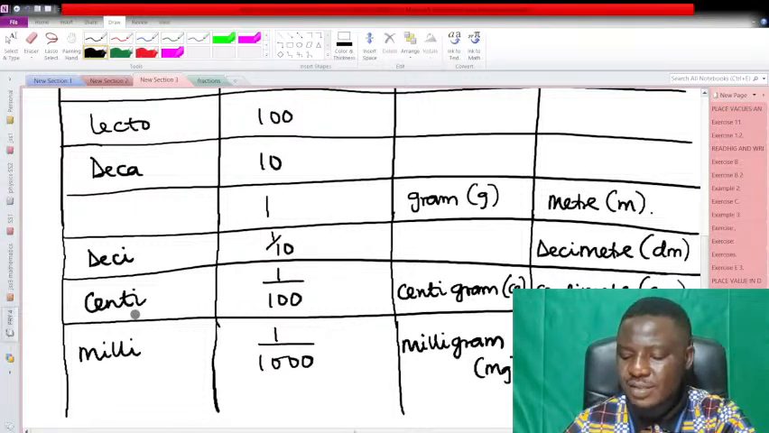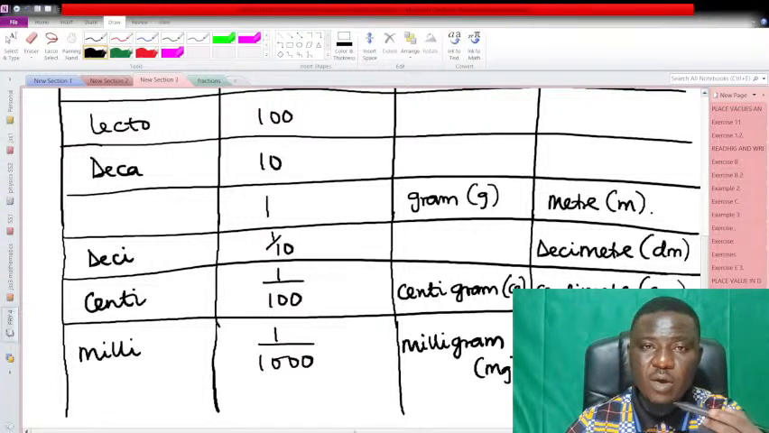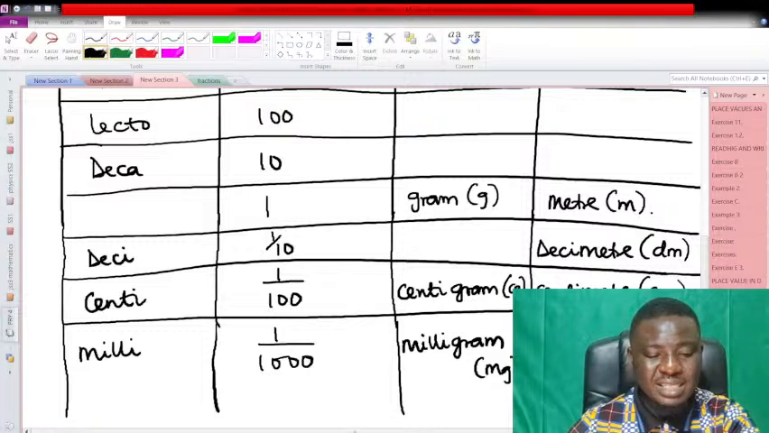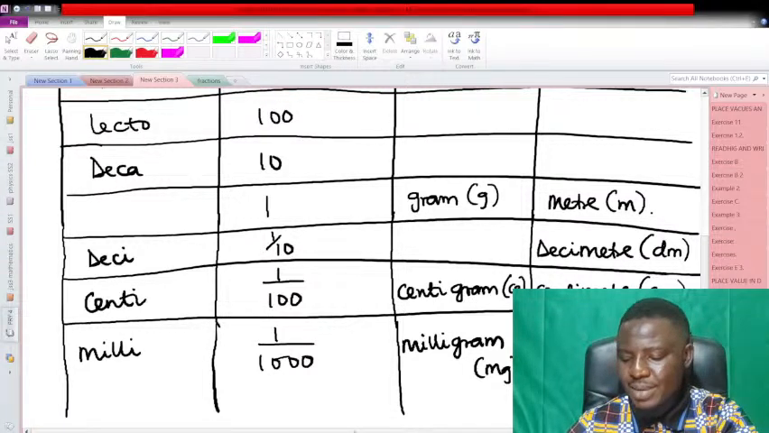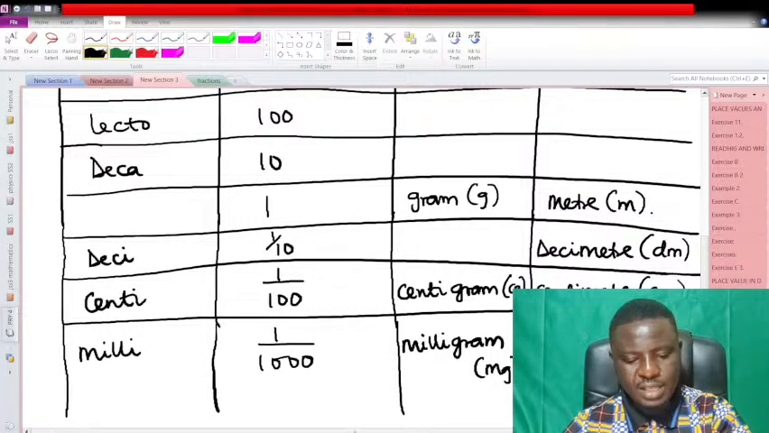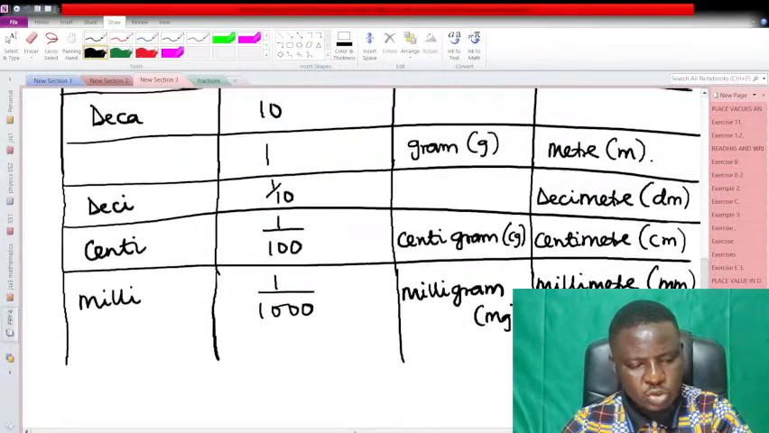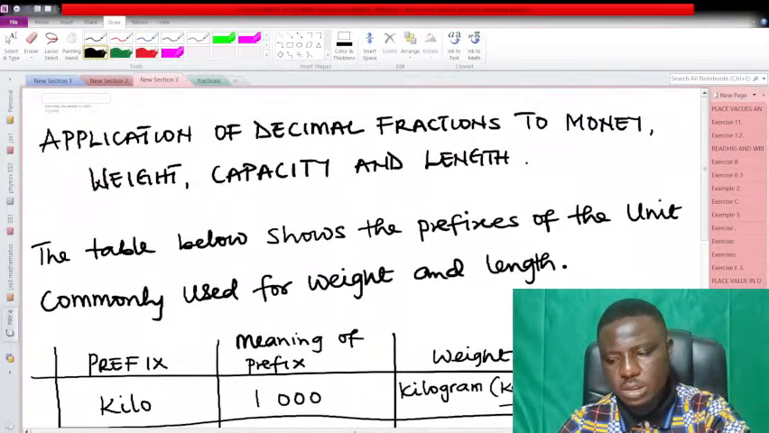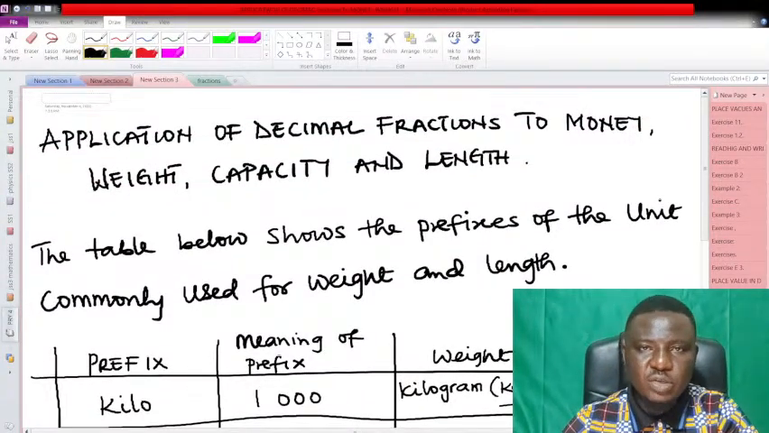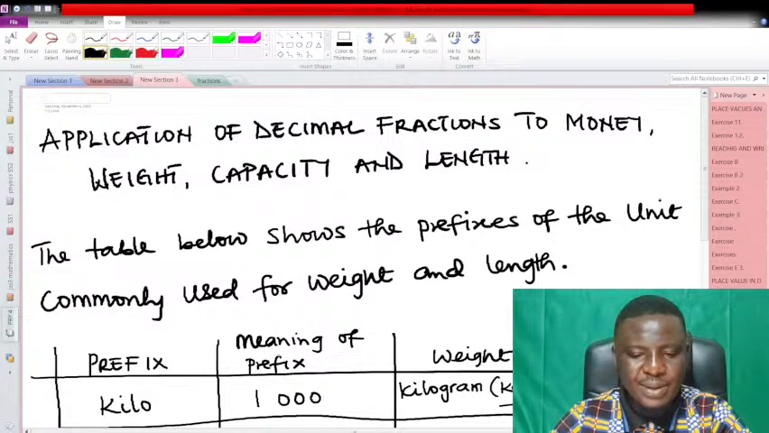Then we have the centi. It means 1 divided by 100, okay? So in terms of grams, weight, we have the centigram, and we have the centimeter. We also have the milli, which is 1/1,000. In terms of weight, we have the milligram, abbreviated as mg, and we have the millimeters in terms of length. So these are some of the applications of decimal fractions to money, weight, capacity, and length.